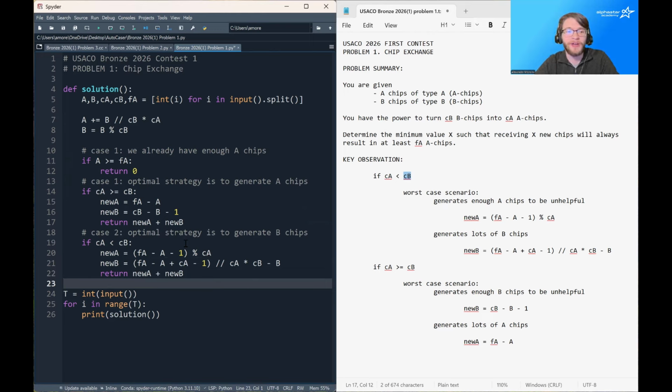So as you can see, very mathy question. You can solve it in very few lines of code if you condense everything down, but hopefully this format is a little bit more readable.